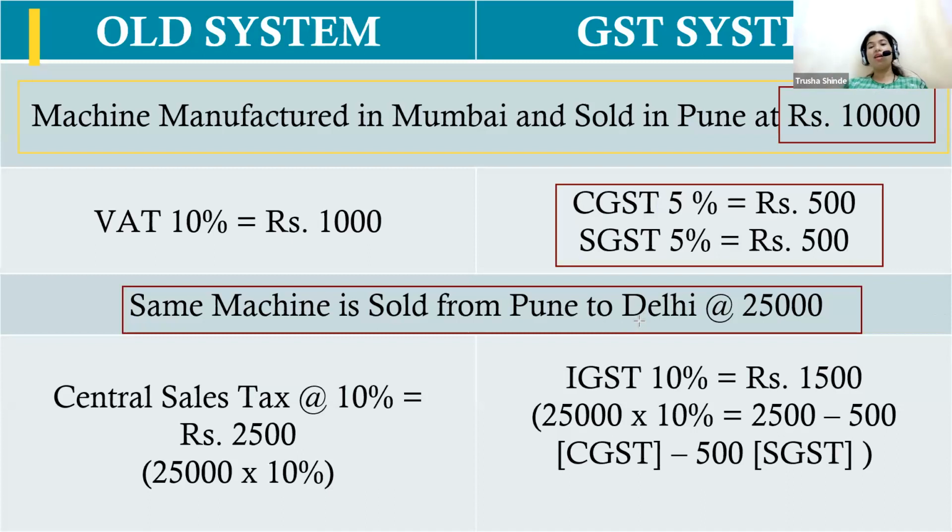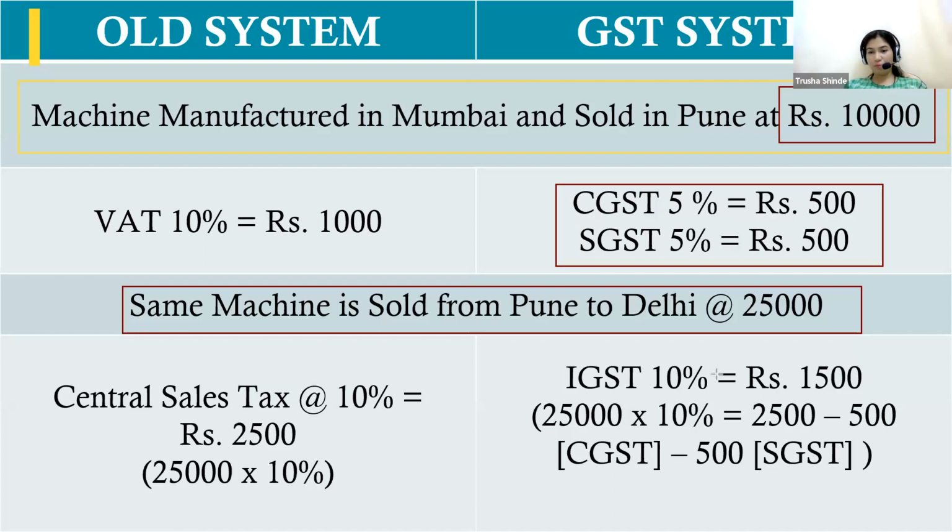That means here there are two different states, Maharashtra and Delhi. Since it's two different states, IGST is charged at 10%. So 10% on 25,000 is how much? 2,500. Correct. Now, here we are not going to pay 2,500 as the tax.